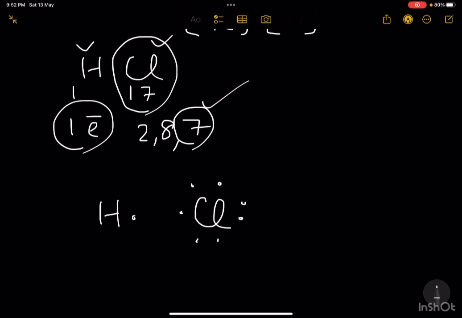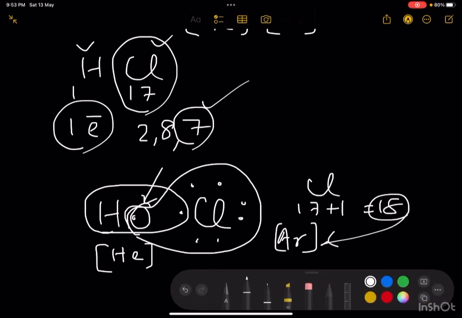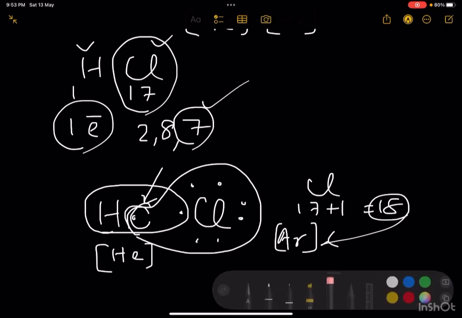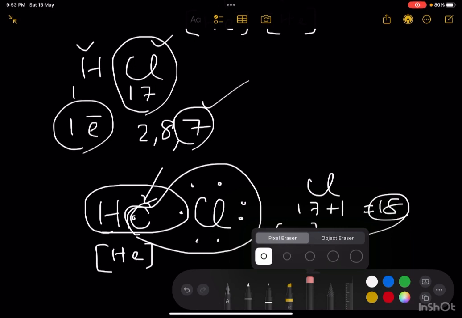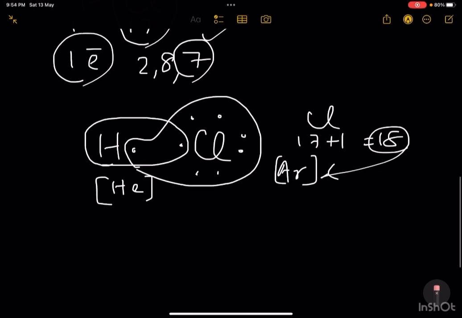You see, now this H needs another electron to attain the configuration of helium, nearest inert gas. And this chlorine has 7 electrons. With this electron, it also attains the configuration of argon, nearest inert gas. Chlorine has 17 electrons, and when it accepts this electron, it becomes 18. That is the configuration of argon. Now this is the structure of HCl, and you can say this is Lewis dot structure, or you can write like this.